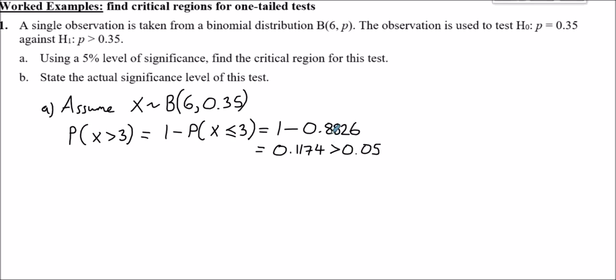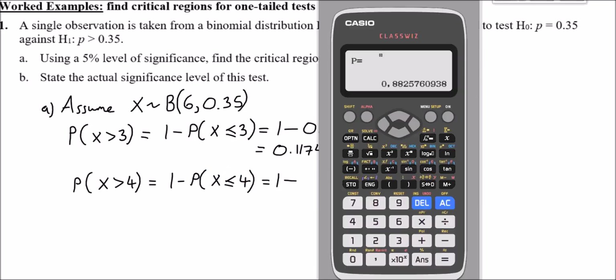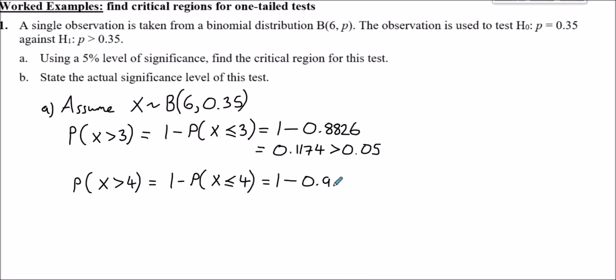So next, try the probability of x being greater than 4. That's obviously 1 minus the probability of x being up to and including 4. So we need to just toggle back on our ClassWiz and work this out. We set x equal to 4, so press AC, x being equal to 4. So it's 0.9777. So 1 minus 0.9777, and that gives us 0.0223, which clearly is less than 0.05.